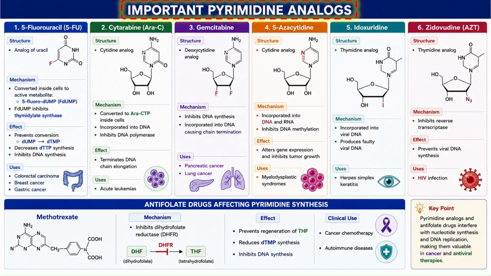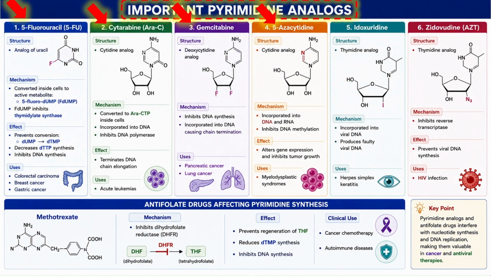So the important pyrimidine analogs are 5-fluorouracil. It inhibits the thymidylate synthase and blocks the dTMP formation. We discussed it just now. Then cytarabine and gemcitabine, these two are also drugs. They interfere with the DNA polymerase and terminate the DNA chain elongation. If you remember the DNA replication, that is where you have read about the DNA polymerase. So the DNA polymerase is inhibited by the drugs cytarabine and gemcitabine. The next drug is 5-azacytidine, which alters the DNA methylation and the gene expression. Whenever methylation happens, the gene expression decreases. That is how 5-azacytidine is acting.